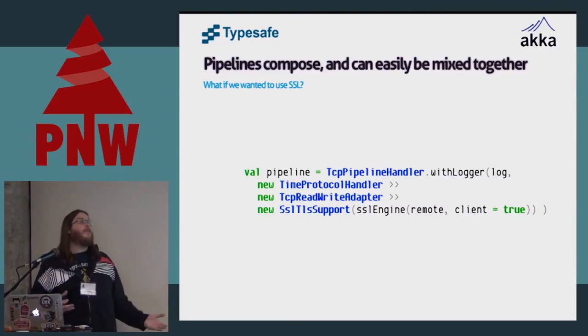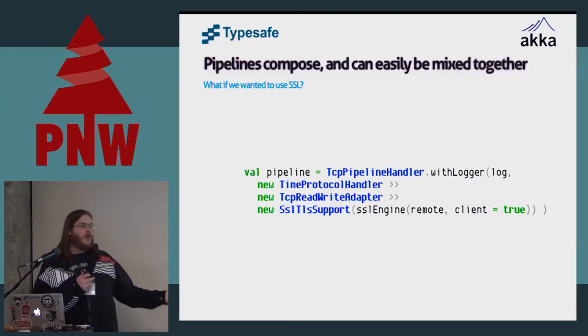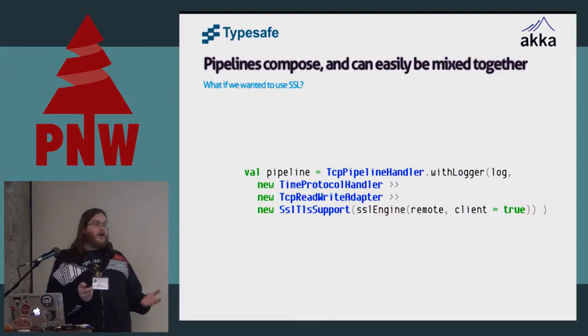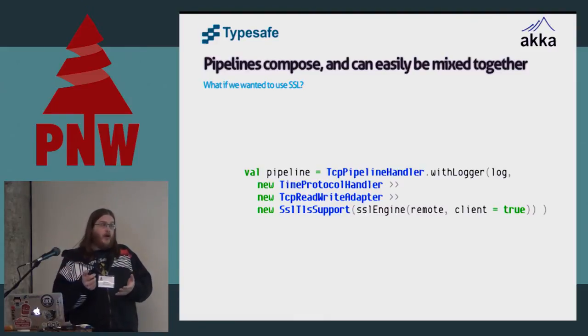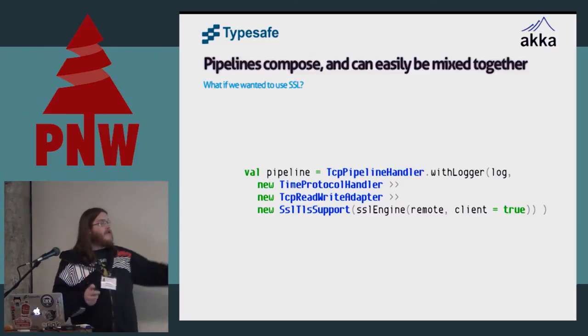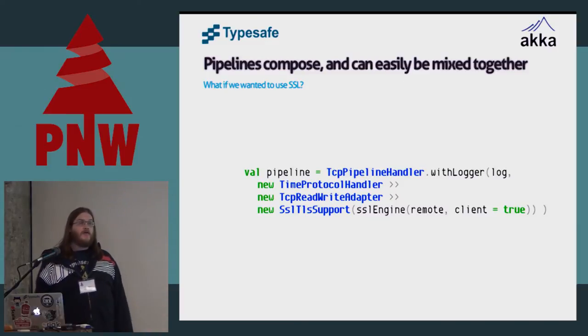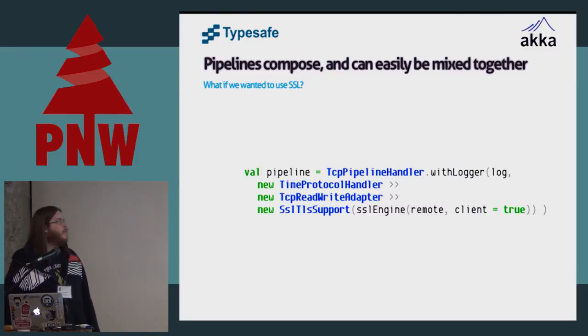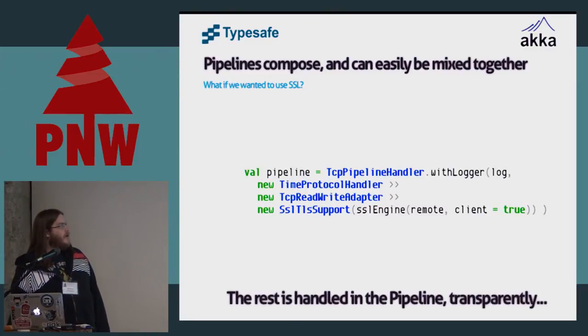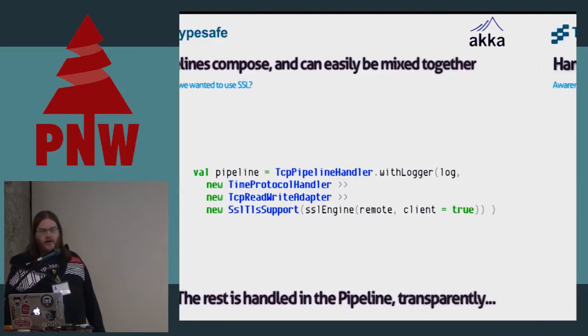This is a huge step when you're trying to build clients where you want transparent SSL support if it's enabled. Mongo, for example, has optional SSL support. So I'd be able to wire into my client very simply: if you pass true to SSL when you create the actor, mix in the SSL support piece. And everything else in my code is the same because I don't have to care about the SSL. And this is all handled in that pipeline transparently.